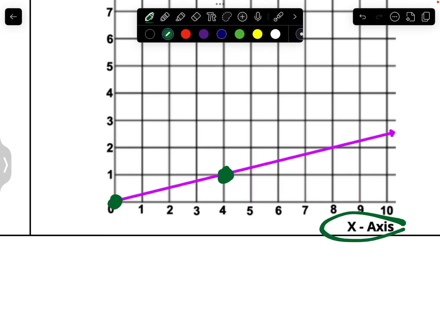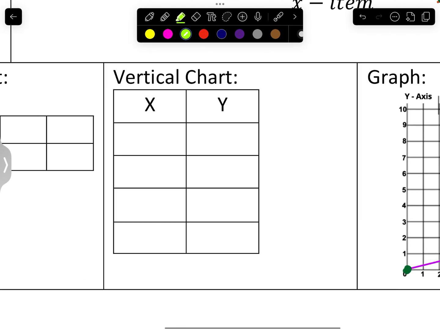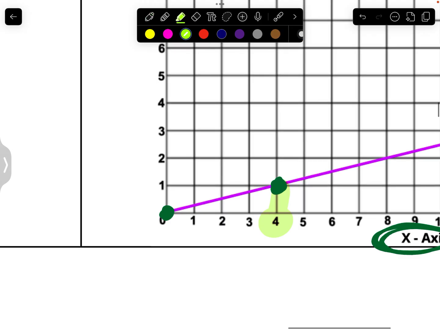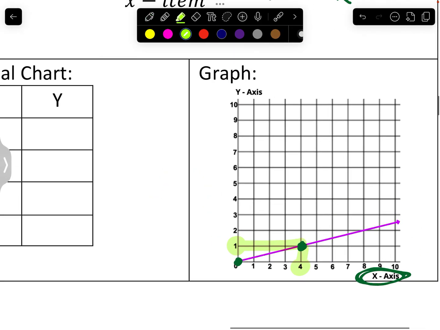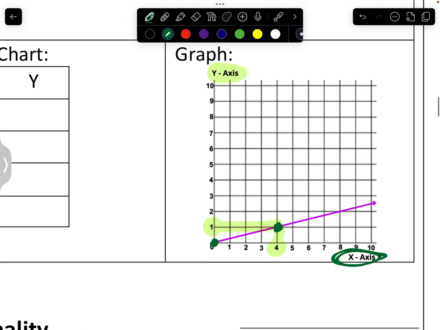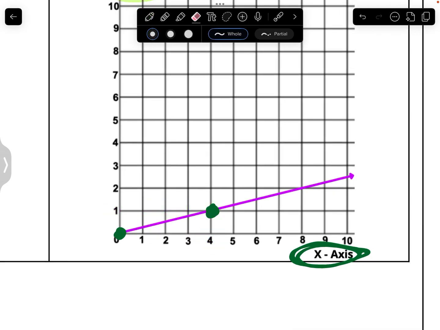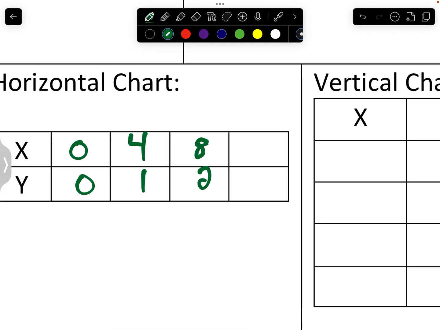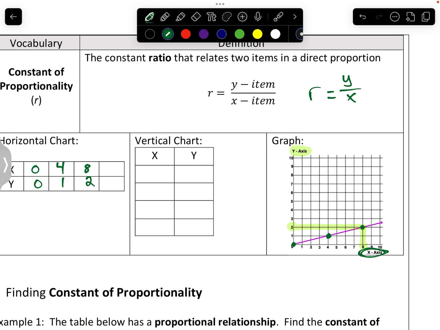Now, look, the number on the bottom is your x-axis. So if I go down, this is 4. And then my y-axis is 1. Because look, it says y up here. And then my next point is right here, which is 8 and 2. Okay. Now, there's no other numbers, so even though there's extra boxes there, it doesn't mean you have to use it. Okay.